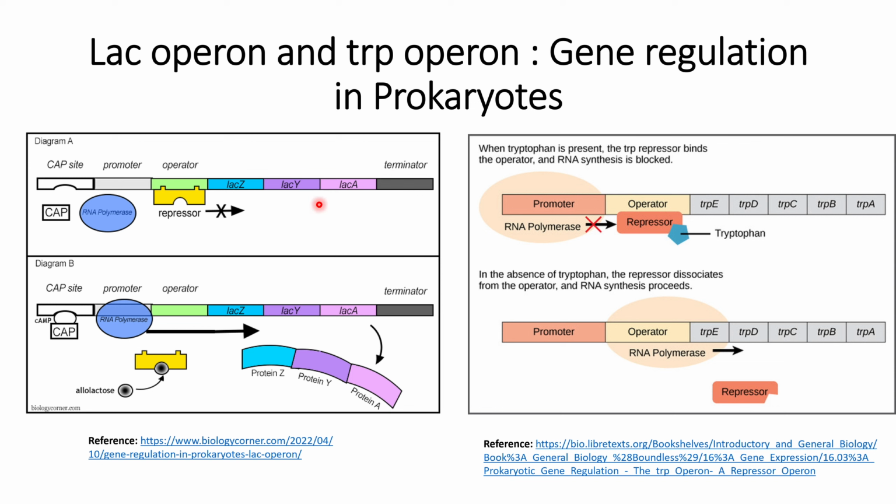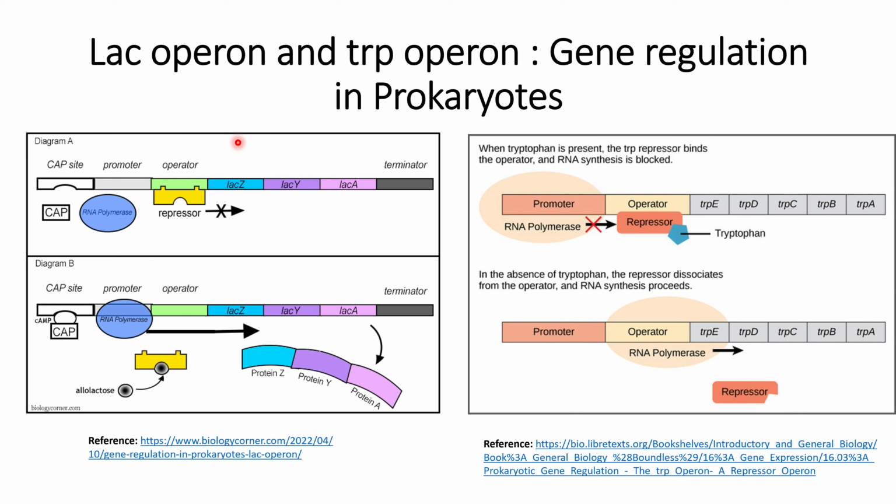For example, this is one of the Lac-operons that is shown in diagram A on the top left side. So we will understand the functioning of the operon through this Lac-operon and Trp-operon. In the Lac-operon, Lac means lactose. In general, the E. coli bacteria gets its energy for metabolism from glucose.